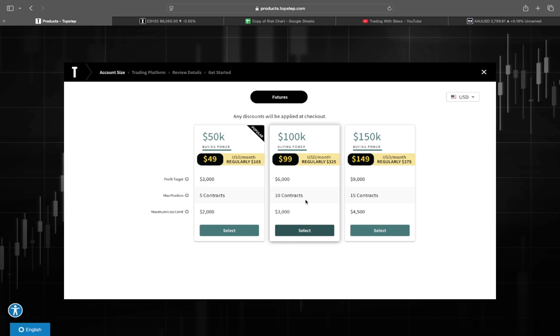Contracts are pretty much the amount of money you're gonna risk, and I'm gonna have a chart for you to be able to see how much you're risking per trade.